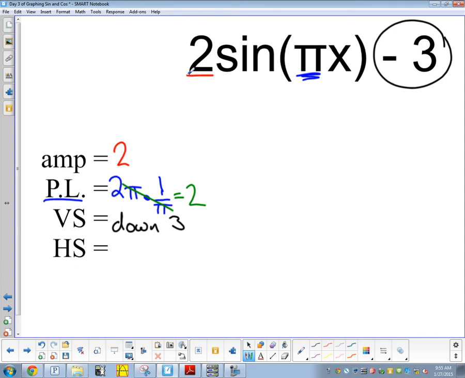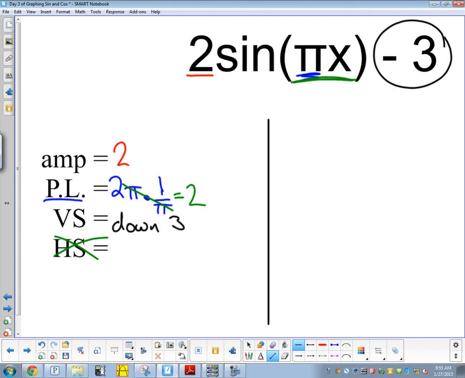Okay, the next thing we would look for is horizontal shift. Amber, do we have a horizontal shift here? Where would we look for horizontal shift? Inside the added or subtracted inside the parentheses. There's nothing added or subtracted, so no horizontal shift. Okay? Let's make our graph.